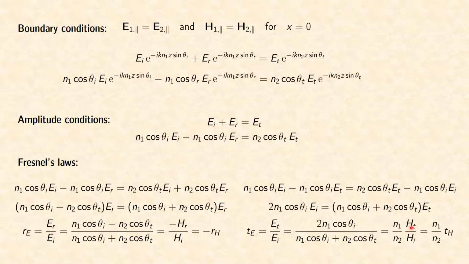If we would carry out the same calculation with the magnetic field amplitudes, then we would have N2 instead of N1 here. So the amplitude transmission of the magnetic and the electric fields are different by this factor. Again, let me remind you that we still have this theta t in this term, and now the next step will be a closer look at this factor.